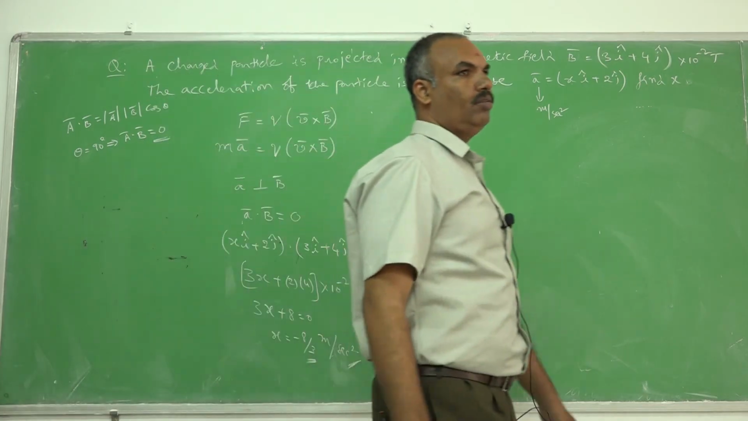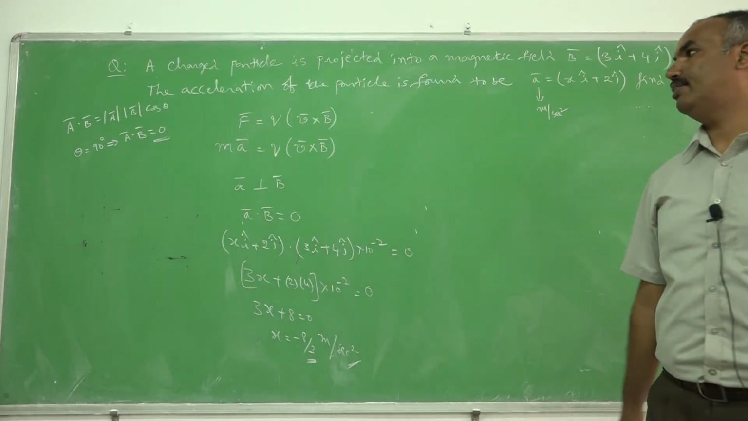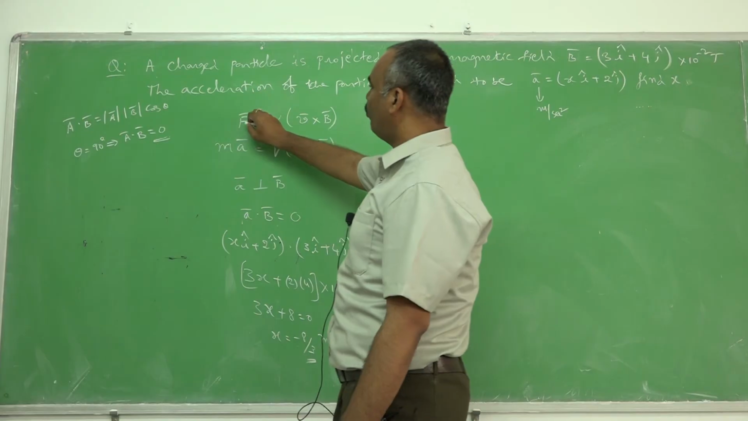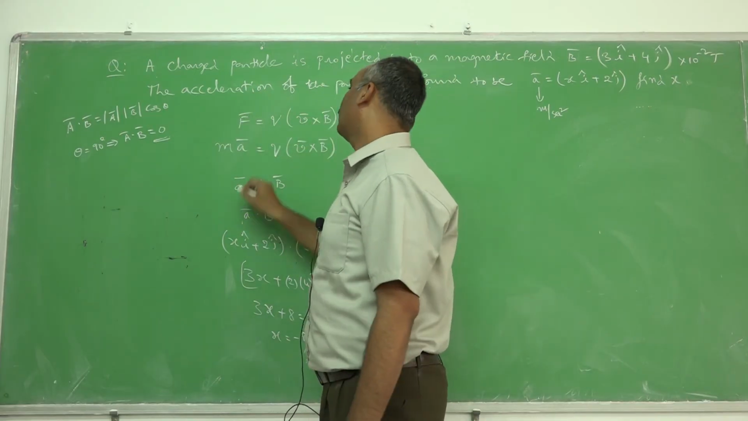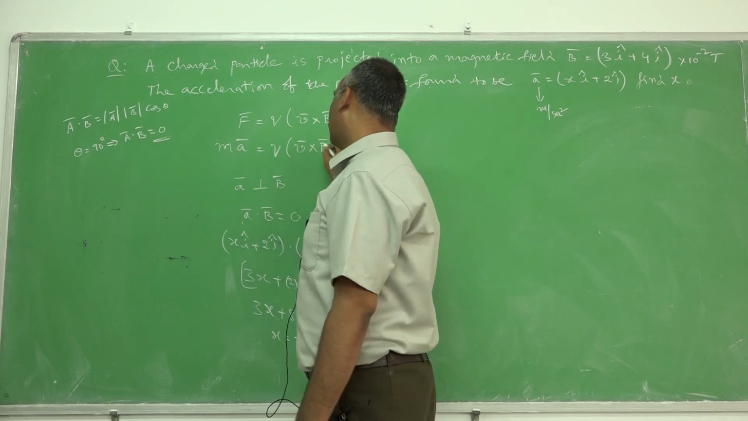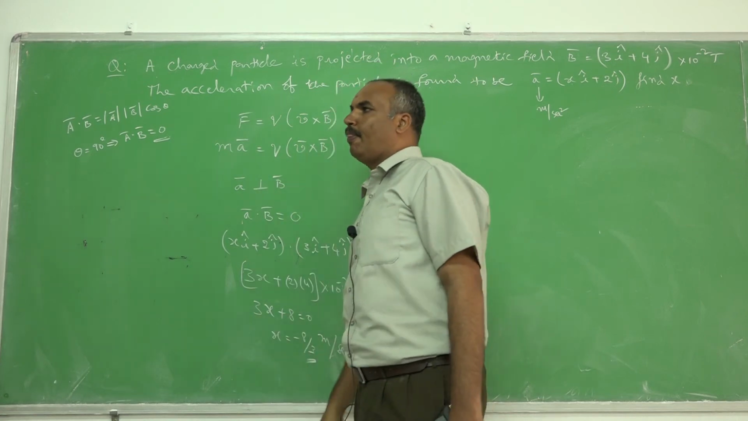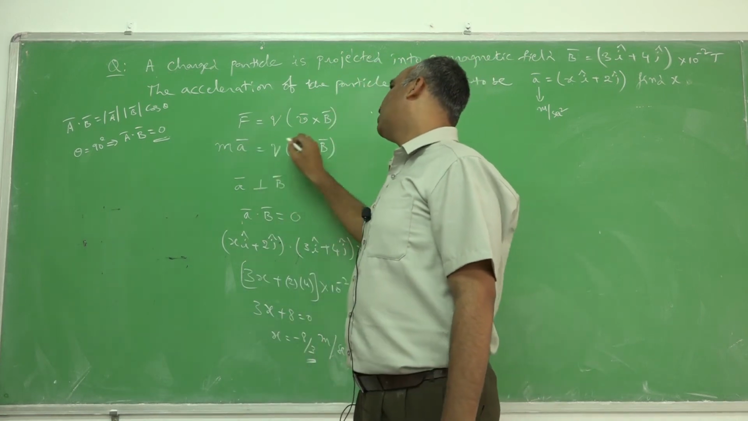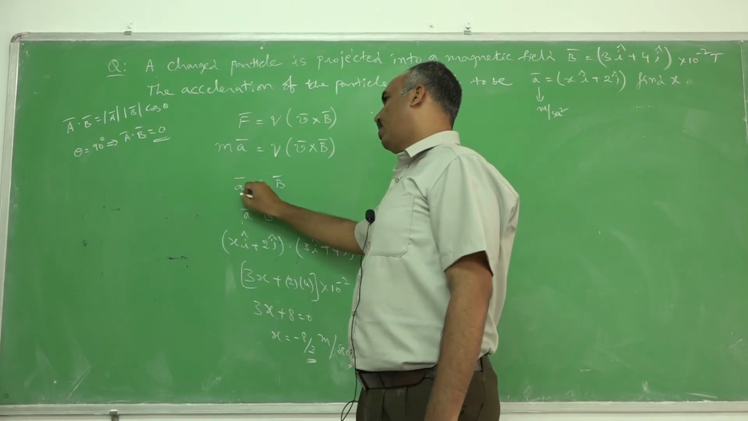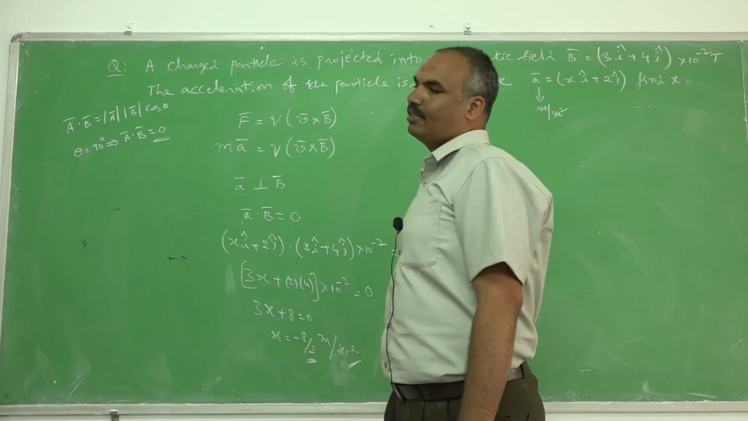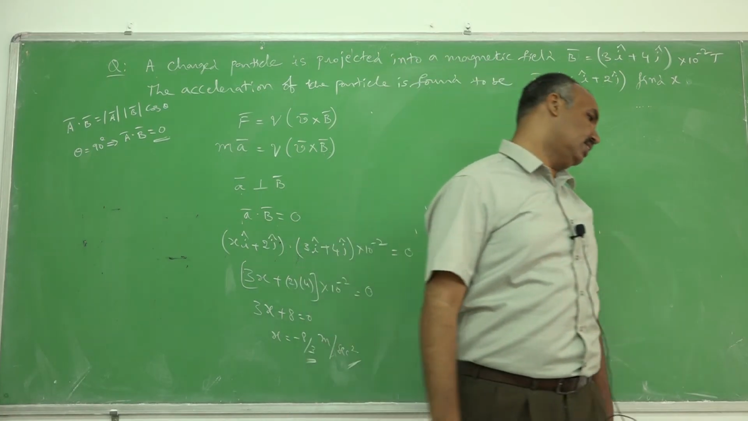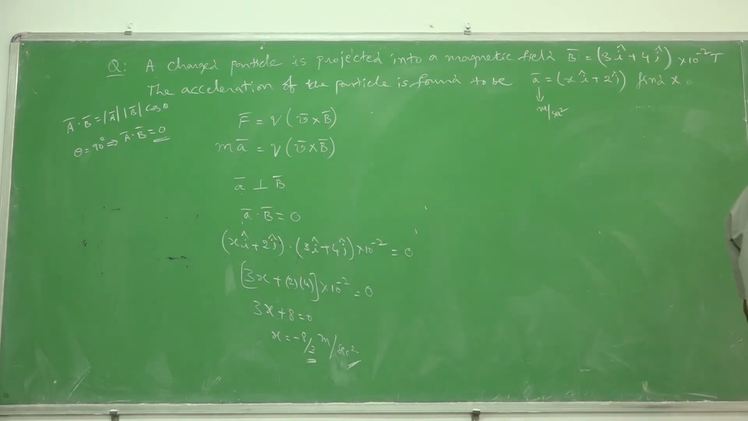Very, very simple. Here what you have to understand is the direction of force is perpendicular to the plane containing V and B. Similarly, the direction of acceleration is perpendicular to the plane containing V and B. Therefore, A bar is perpendicular to B bar. Whenever two vectors are perpendicular to each other, their dot product ceases. This point you should understand from this discussion.